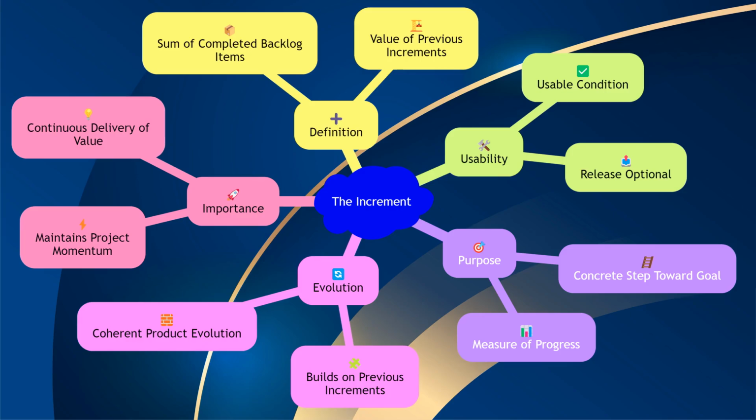The increment is the sum of all the product backlog items completed during a sprint and the value of the increments of all previous sprints. It must be in a usable condition regardless of whether the product owner decides to release it. The increment represents a concrete step toward the project goal and provides a measure of progress. Each increment builds on the previous ones, ensuring that the product evolves in a coherent and integrated manner. This artifact is crucial for maintaining the momentum of the project and demonstrating continuous delivery of value.